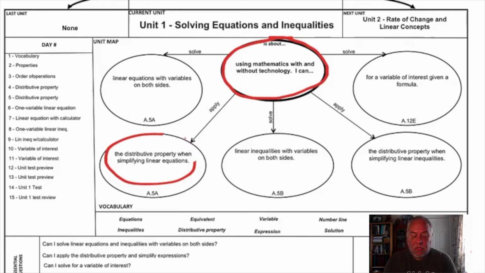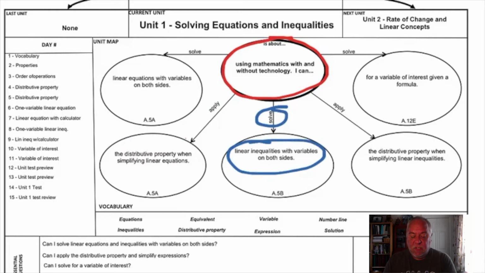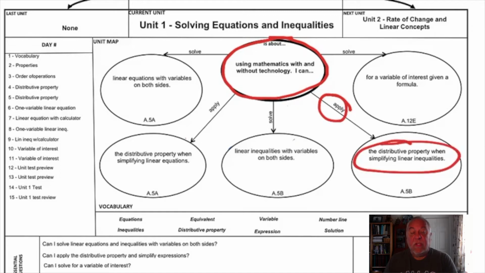Okay, so we're looking at the next bubble here, and we're talking about how to solve linear inequalities with variables on both sides. So like the linear equations with variables on both sides, this is the inequalities. So you can say 5x plus 3 is less than 2x minus 1. And then how do you solve for x? That's basically what it's saying, can you do? Okay, next bubble over is, can I apply the distributive property to linear inequalities?